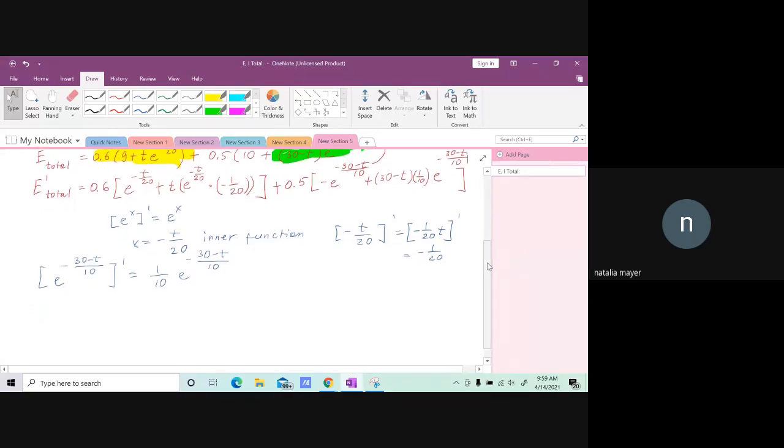And when we equate it to 0, what are we going to do next? What do we do after we found the derivative? We equate it to 0, and then what? And then we solve. Solve for t in this case, right?